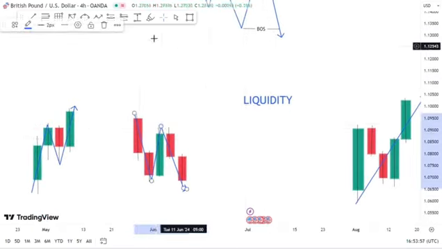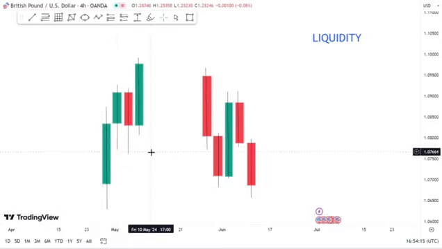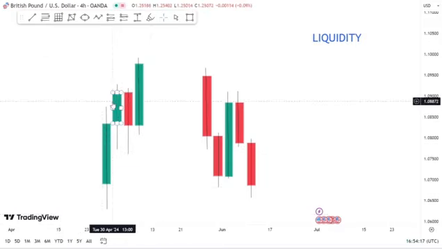Let me take this off just for a second. I mentioned earlier the concept of a pullback, and I am going to try to explain what a pullback is using these candlesticks over here.